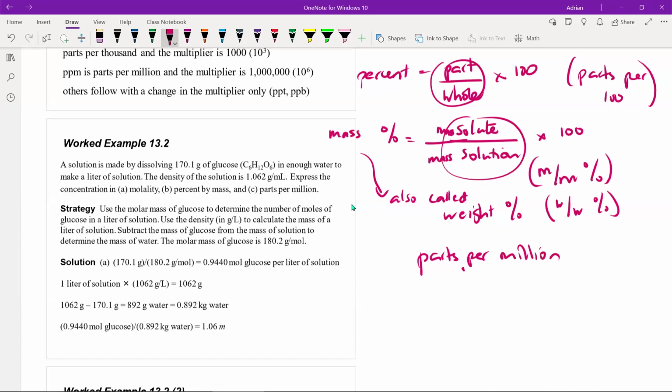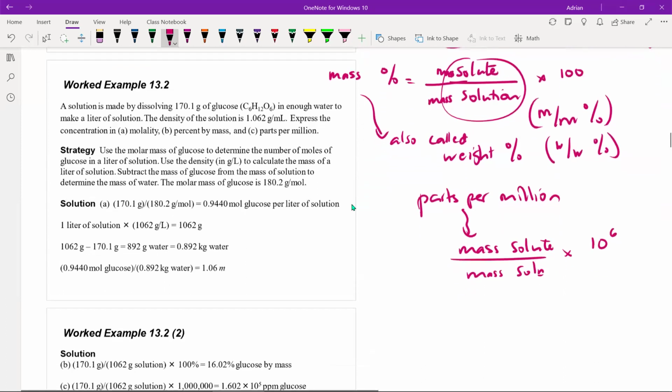And it will be the same relationship. We're going to be looking at the mass of the solute over the mass of the solution. But now for parts per million, as opposed to parts per 100, we're going to times whatever we get by a million, or 10 to the 6. That's your parts per million, which is often abbreviated as ppm. We could also, as you can imagine, have ppb, parts per billion.